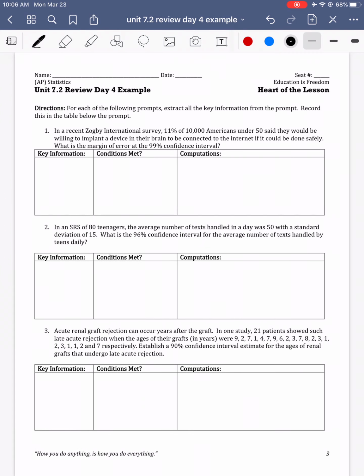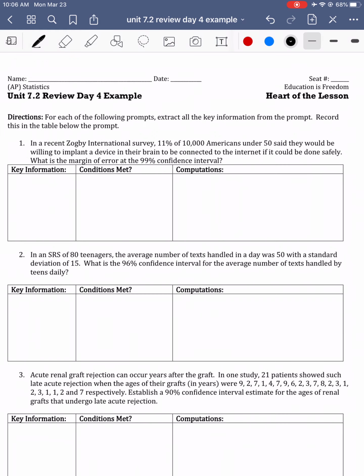All right, so let's go ahead and look at this problem here, where we are trying to, again, just get used to figuring out the type of test that we are doing, and then what computations we need. So let's just zoom in on number 1 here. So our prompt, we should extract all the key information given, and then we should record that information in the box from the prompt, and then let's just go ahead and dive in.